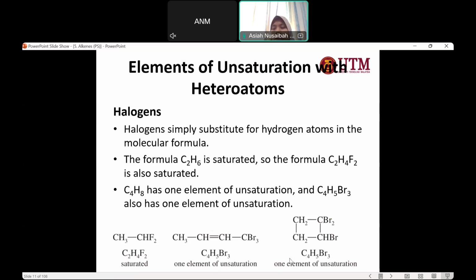On the right-hand side, we have another C4H5Br3. So one element of unsaturation can be an alkene or the presence of a cyclic compound. It can be the alkene in the middle here, or it can be a cyclic compound on the right side of the slide.